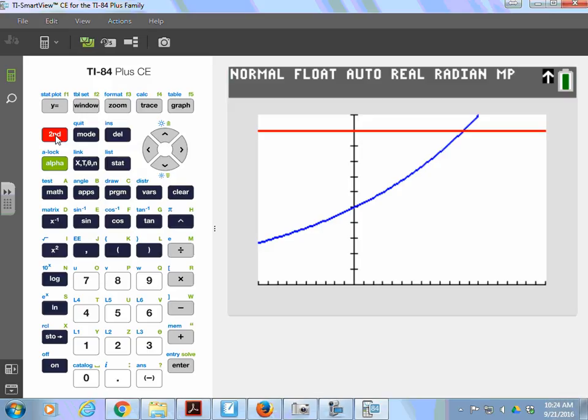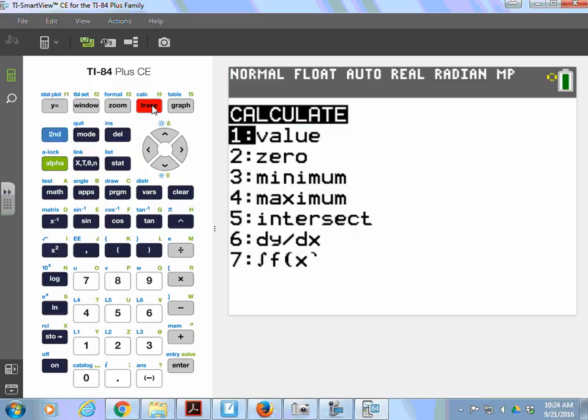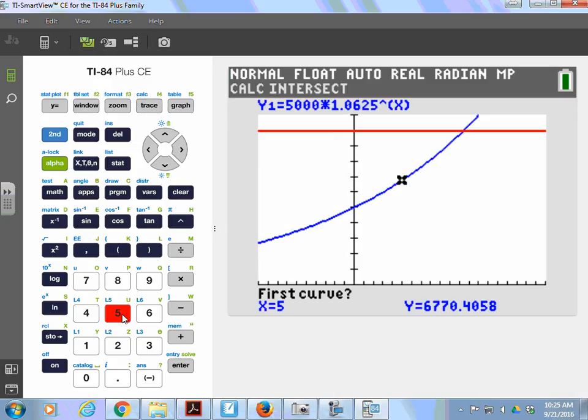So now we do second, where? Second trace to find the intersection point. Number 5. And since there's just one spot where they intersect, all I need to do now is just hit enter 3 times. Okay? One for my first curve, which is the y1. Hit enter again for y2. And then hit enter again for the 3rd time for our guess. So what does this number stand for? That's our time. So our time is in years.